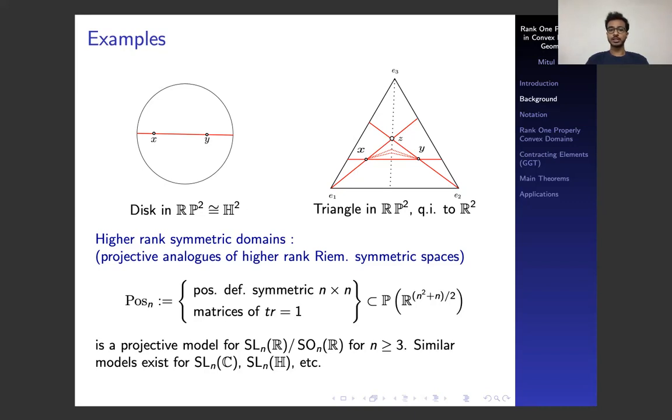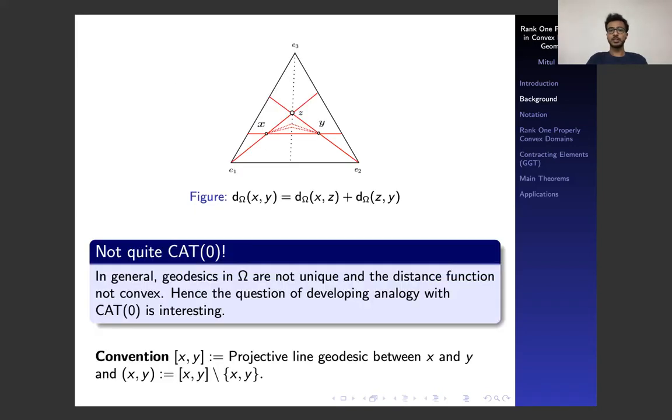Similar models exist for SLN complex numbers, SLN quaternions, etc. I'm not going to describe all higher rank symmetric domains, but for the purpose of this talk, it is enough to remember that these higher rank symmetric domains exist, and they are projective analogs for higher rank Riemannian symmetric spaces. Let us now revisit the question of geodesics for the Hilbert metric.